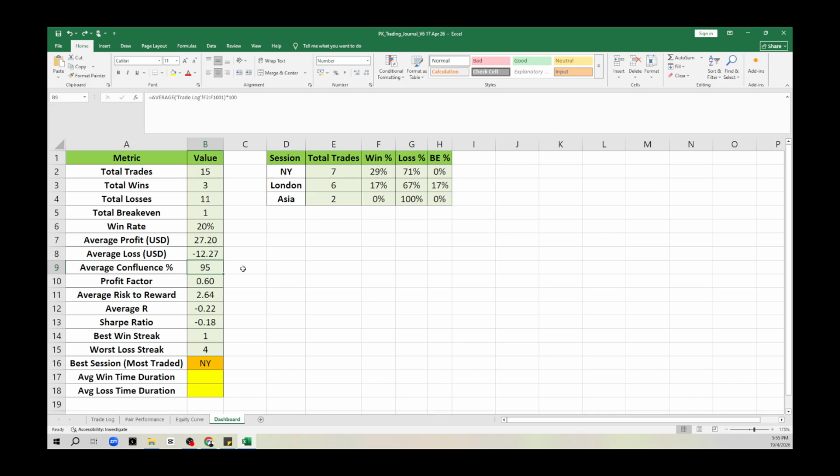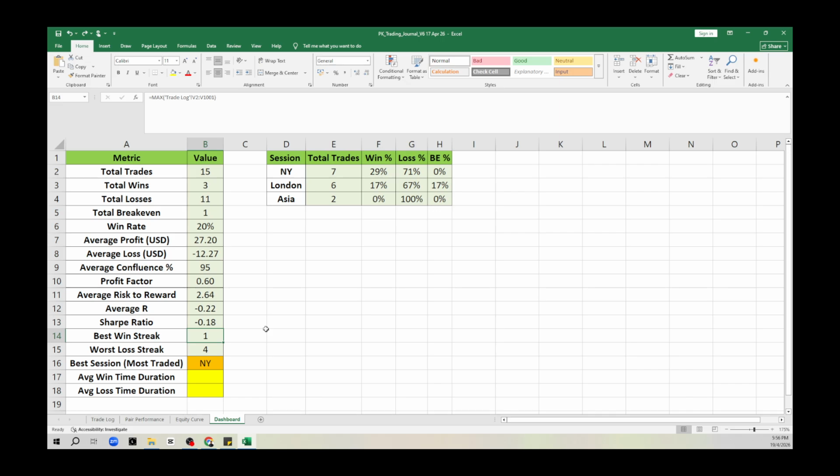Your confluence, based on the strategy that I'm using, is 95%, which is good. Anything above 75%, or let's say 80%, for me, I would say it's a good confluence average. Most of the trades that I'm taking are A+ setups, so I'm happy with that. Profit factor, average risk to reward, average risk. So this has to become a positive number. We have to work towards this. Same for the Sharpe ratio.